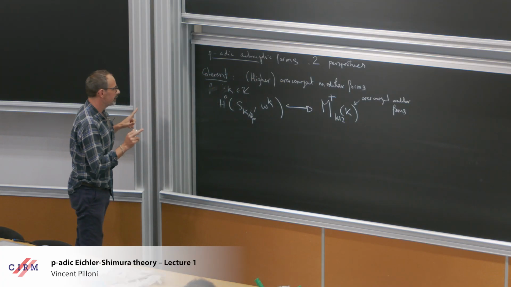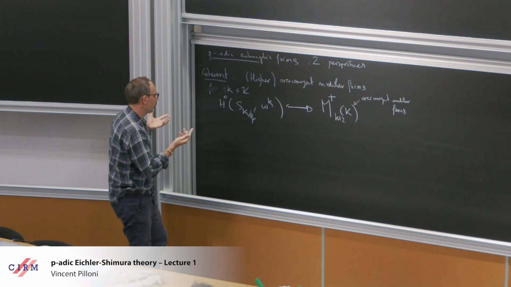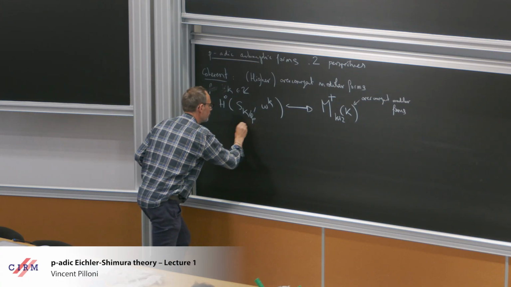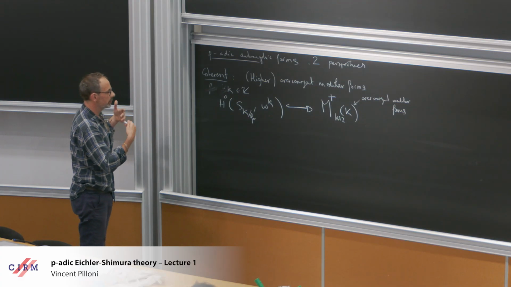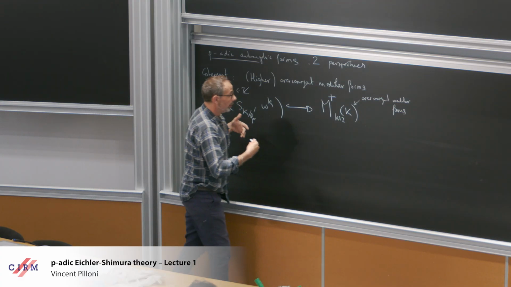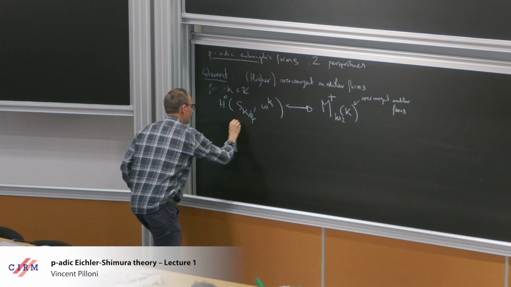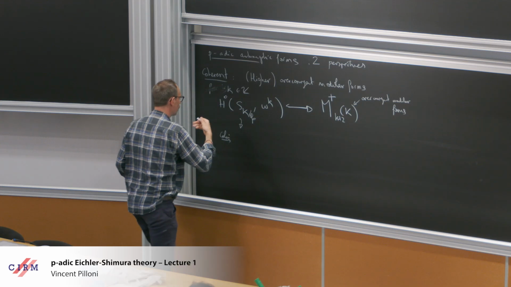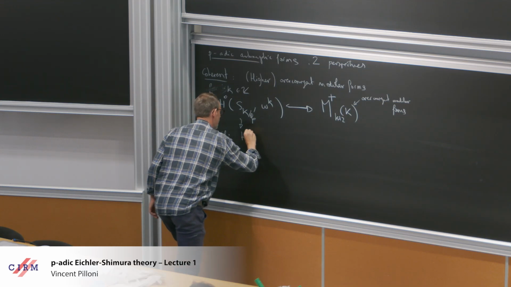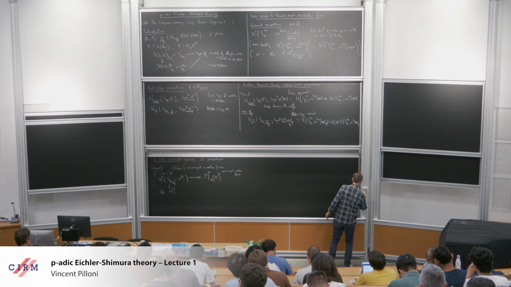And I actually typically will want to do the following. It turns out to be a bit useful for the formulation of the results to really pass to the limit over the level at p, or rather the colimit. And so I can take the colimit. So maybe I should raise the blackboard a little bit.